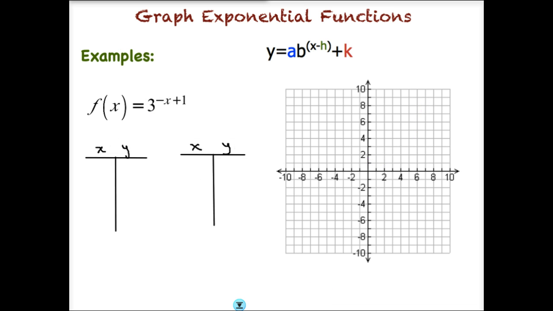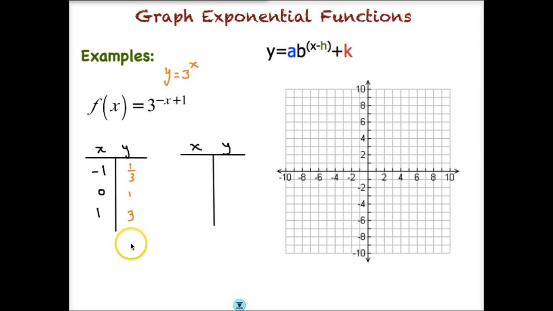Let's try a second example. In this example, if you again want to pause the video and give this a try on your own, go ahead and then we'll come back together. The first thing you should have done is write out the parent function, which is y equals 3 to the x, and it's not negative x because remember this negative here is a transformation.